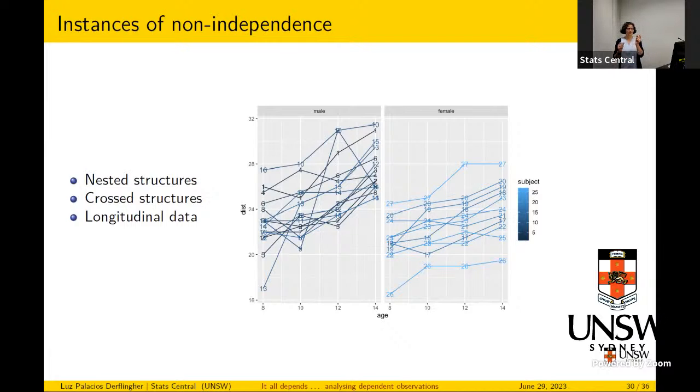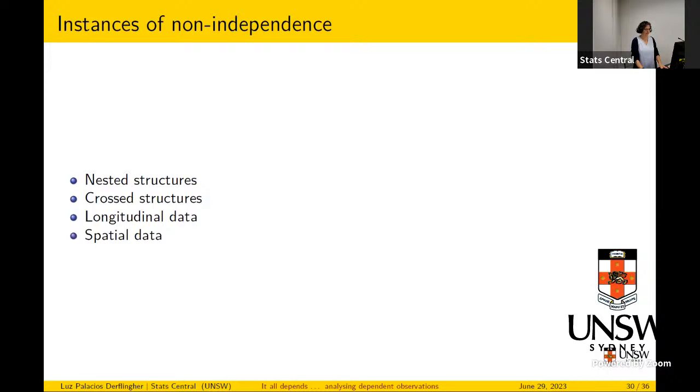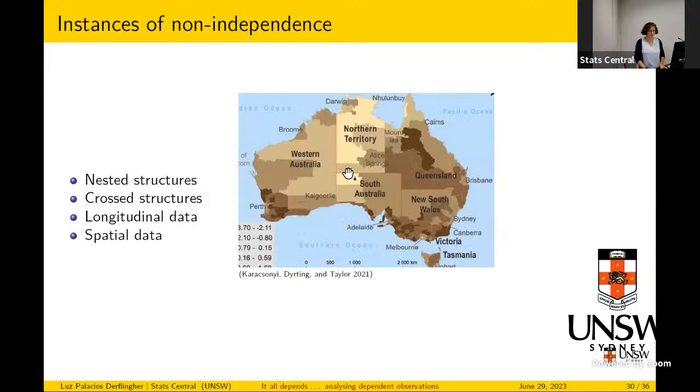And that means that my observation with respect to the previous one is more correlated than with respect to two previous ones, and then with respect to three previous ones, et cetera. Spatial data also has to do with, as the name implies, something that has to do with space. So this was a paper that had to do with COVID-19 and vulnerability. They did something with respect to areas in Australia.